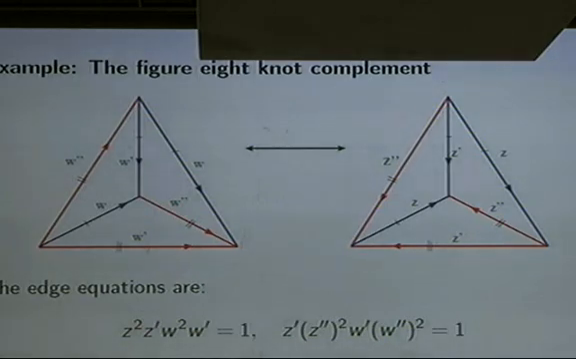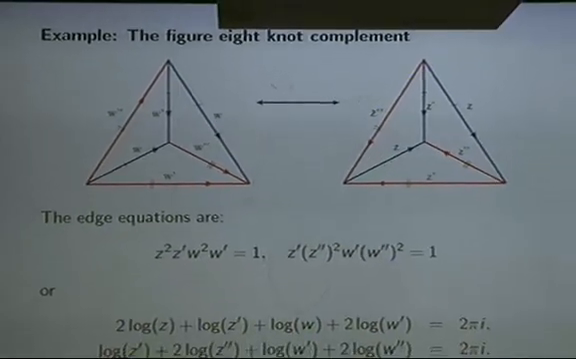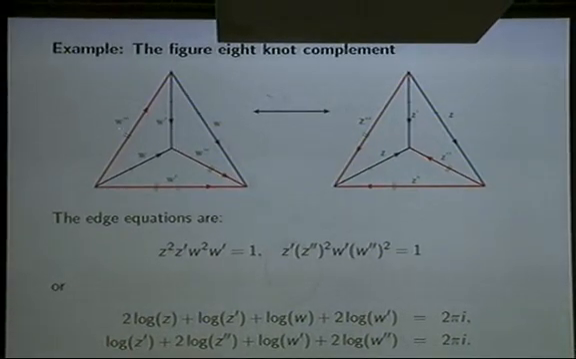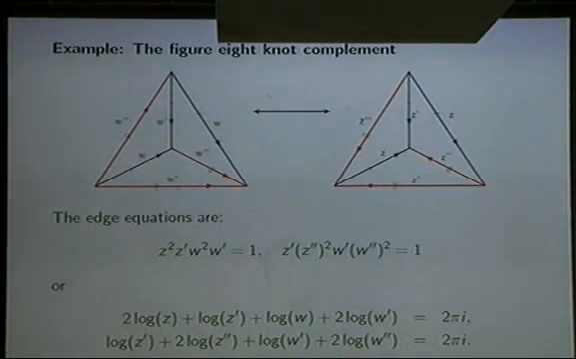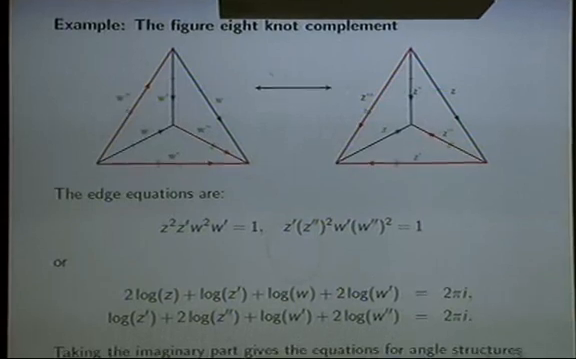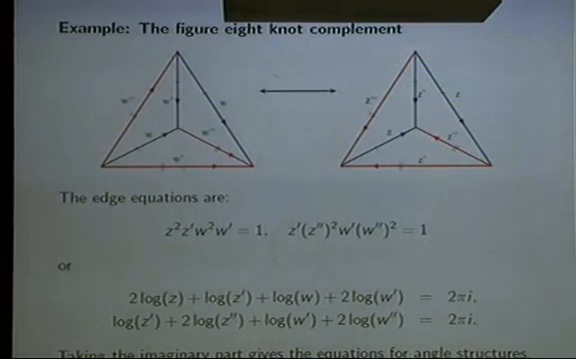Now, if we go back to our complex parameters, z, z prime, z double prime, w, w prime, w double prime. We saw last time the edge equations say the product of parameters around each edge is equal to 1. That gives us two equations like this. The first equation came from the blue edge, and the second equation came from the red edge.